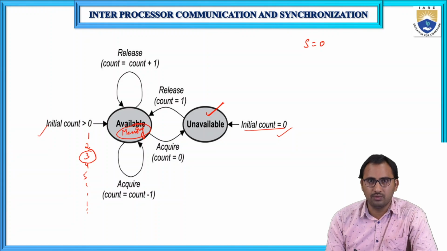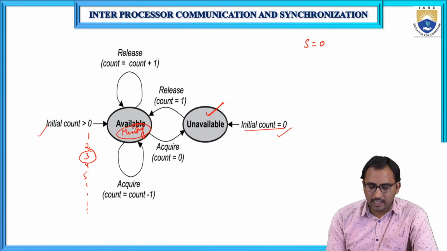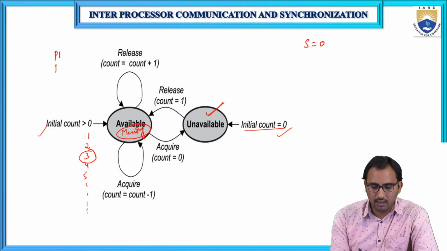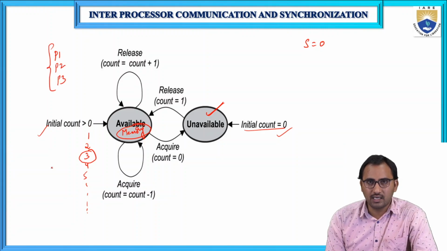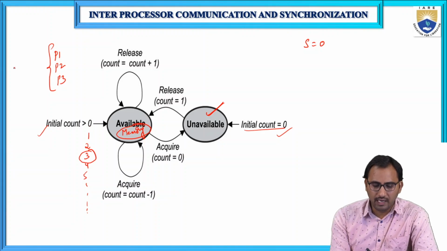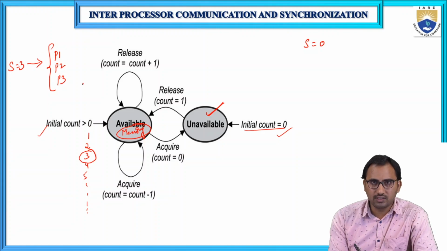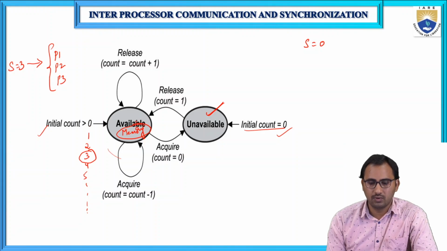So this is one of the resources. This memory can be shared or accessed by 3 processes: P1, P2, P3. These are the 3 processes that want to access the memory or resource. When s is equal to 3, it indicates 3 processes can utilize the same resource.